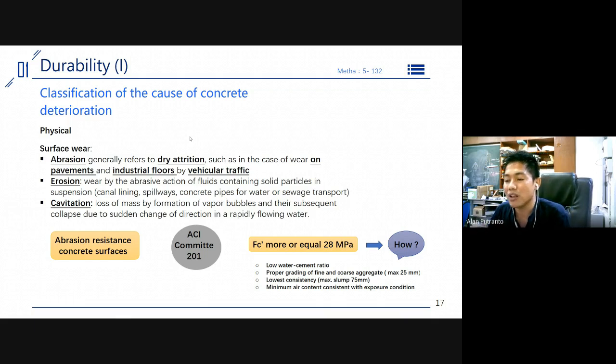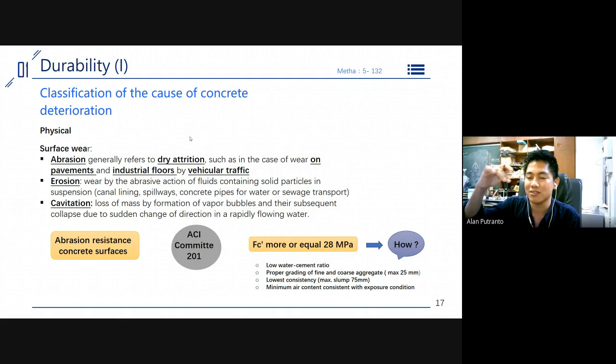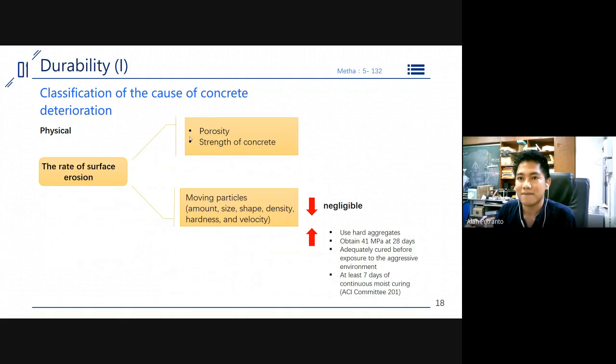This should be a low water-cement ratio. That's the first one. The second one is proper grading of fine and coarse aggregate, so that we have a maximum aggregate size of 25 millimeters, and lowest consistency. This is related to workability, for the maximum slump test. I think you have experience testing the slump. That should be a maximum of 75 millimeters, and then minimum air content consistent with exposure condition. Now, I will keep going through. If you have any question, please stop me.